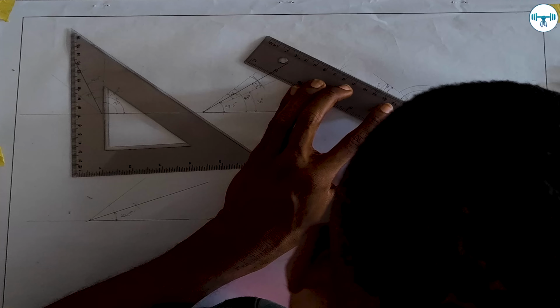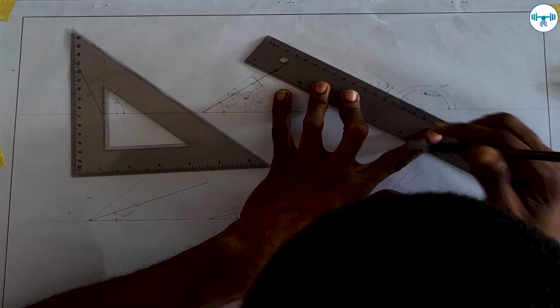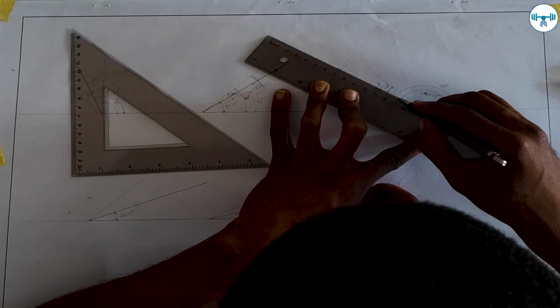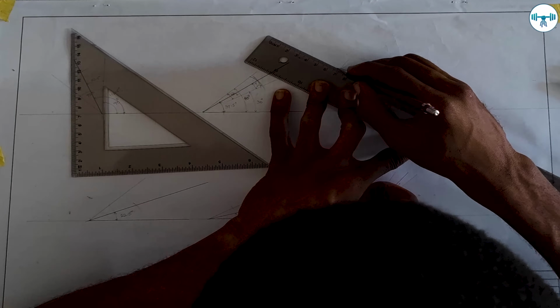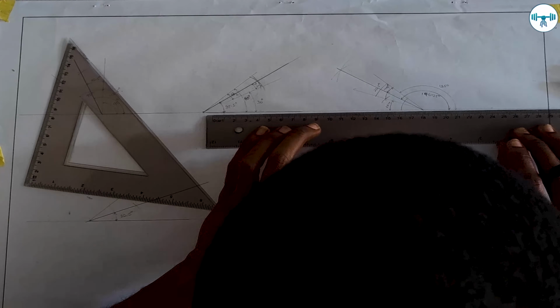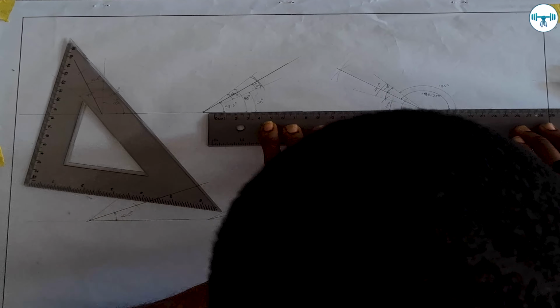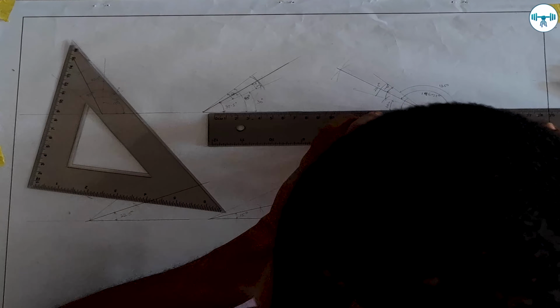Okay, so now having done that, the last stage of this work is to outline the required angle. So we are going to outline it. We want to make it thick so that anybody looking at our work would know exactly the angle we drew. So we outline it and we outline the horizontal line.